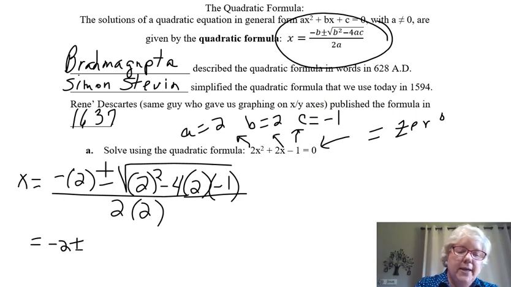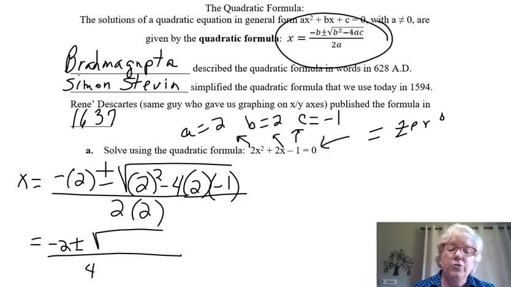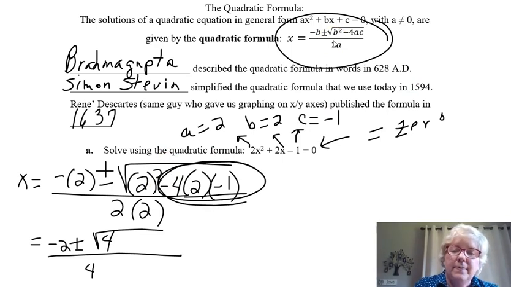-2 plus minus, on the bottom, 2 times 2 is 4. Under the radical, 2 squared is 4. And you see these three numbers in the formula? That -4ac, those will always be multiplied together. So -4 times +2 times -1. That's going to give me a +8, which is -2 plus minus square root 12 over 4.